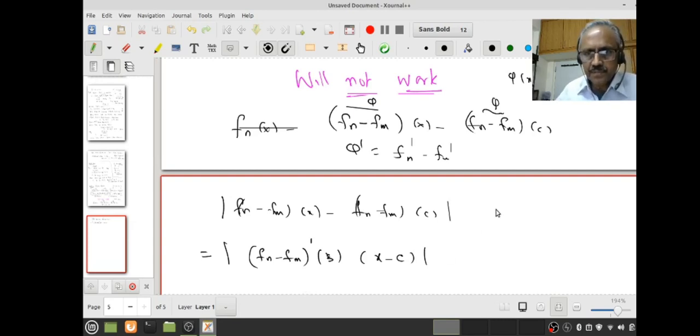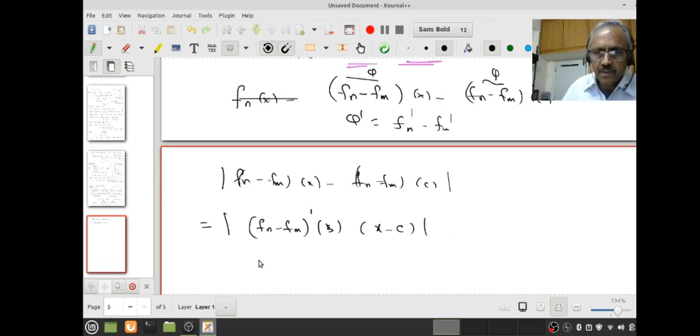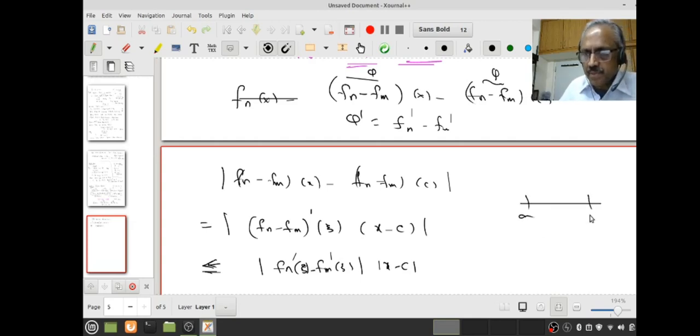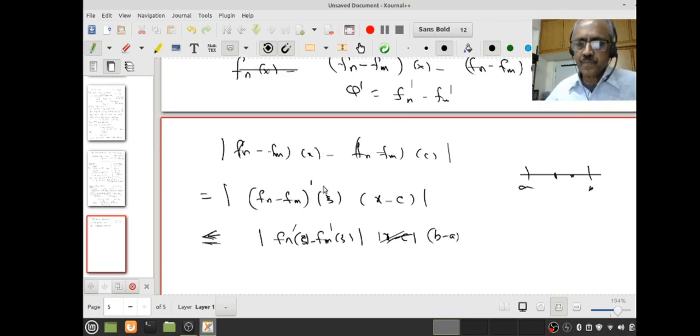Are you following? Yes. But this is less than or equal to, actually equal to, okay, let me write it: less than or equal to |fn' − fm'(xi)| times |x − c|. But remember, x and c are in [a,b]. Therefore |x − c| will be less than or equal to b − a. Are you following? Yes.